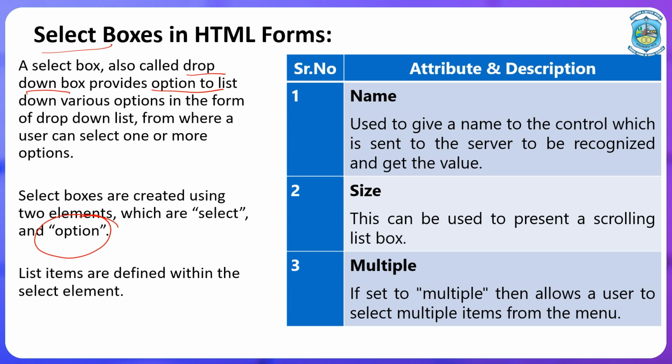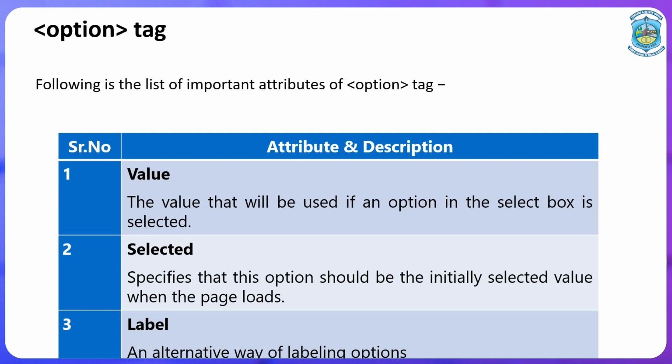Now, here in select you will find three attributes: name, size and multiple. Name is used to give a name to the control which is sent to the server to be recognized, and size can be used to present a scrolling list box, and multiple is to allow the user to select multiple items from the menu. As I told you, select has a sub tag, and that is called the option tag.